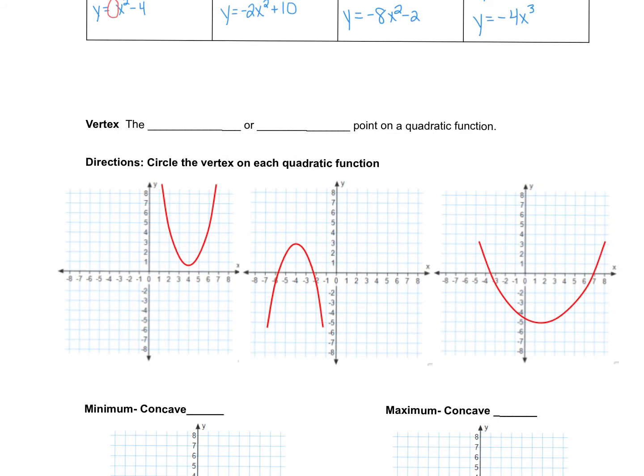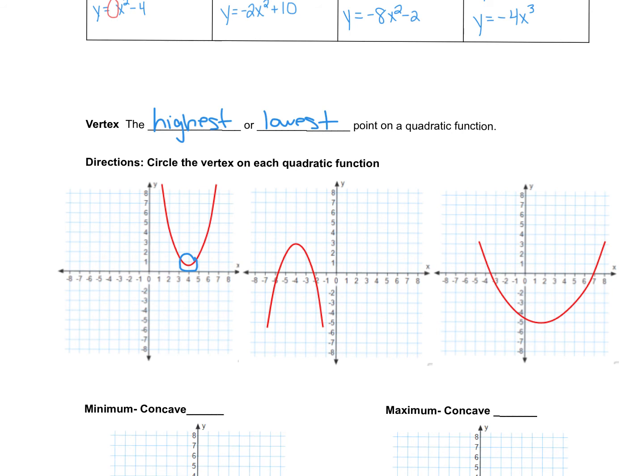So the vertex is going to be the highest or lowest point on a quadratic function. So for these three examples, I want you to circle the vertex. On this first one, it's going to be the lowest point. So it's right here, where it scoops.